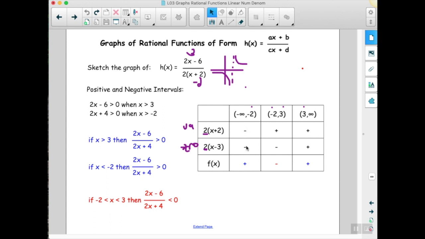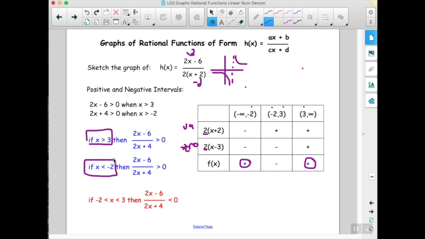A negative times a negative is a positive, a positive times a negative is a negative, a positive times a positive is a positive. So in summary, our function h of x will be positive on negative infinity to negative 2. It will also be positive on 3 to infinity. And then our function h of x is going to be negative on the interval negative 2 to 3, and I've summarized that one over there.